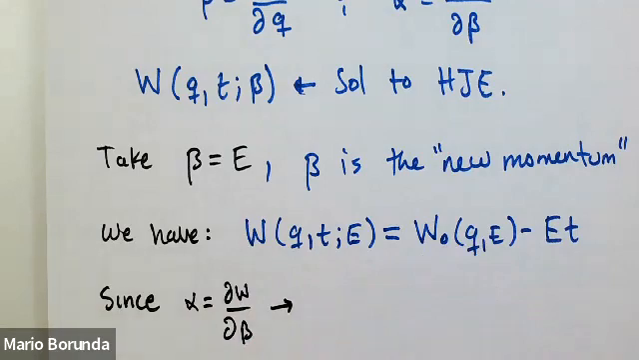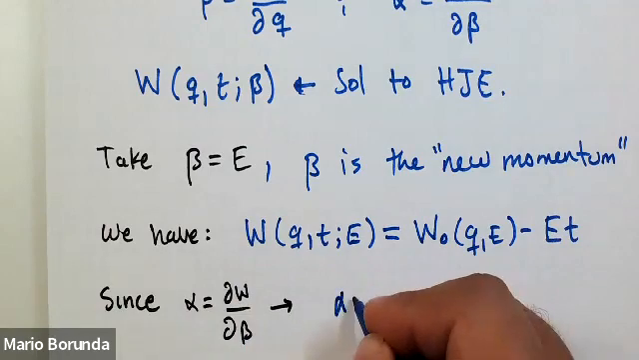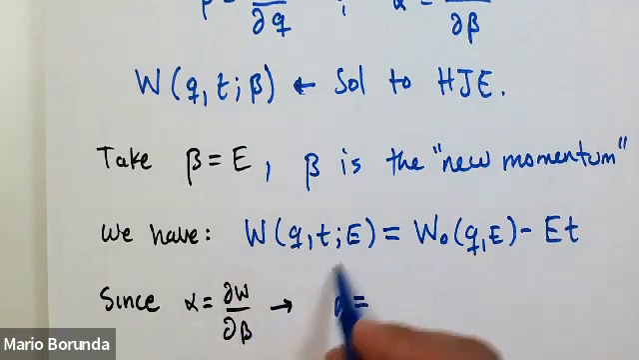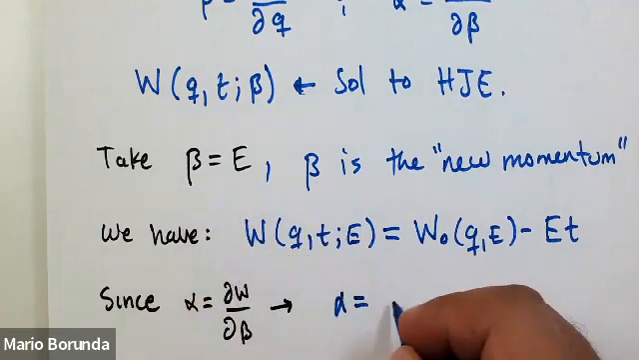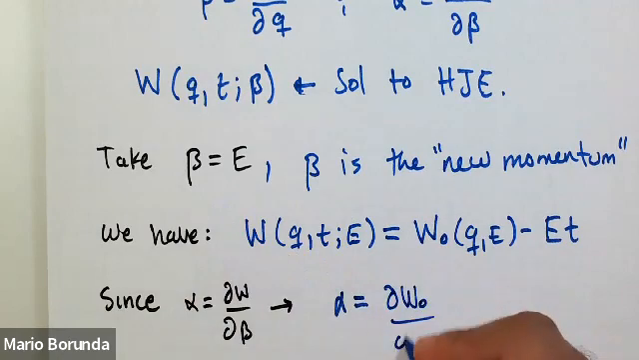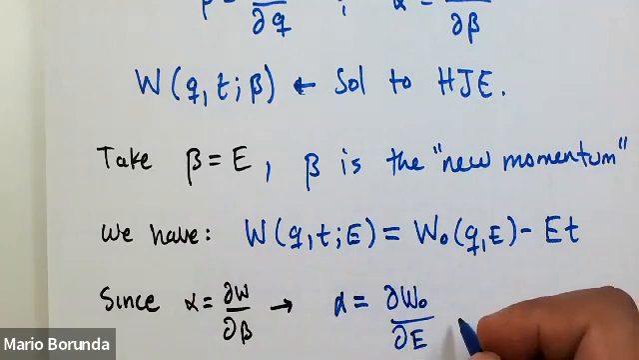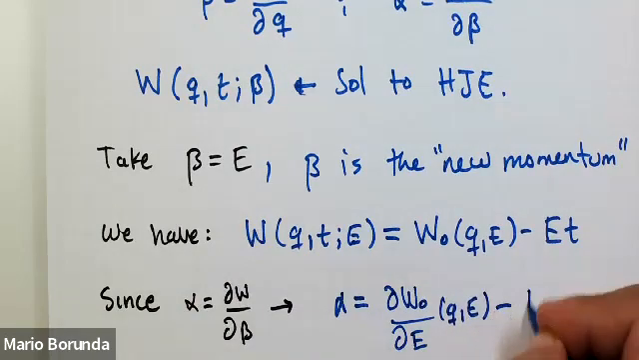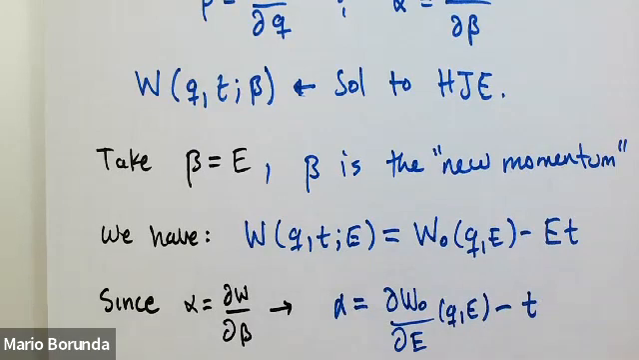So in this case, alpha is equal to, now we take the derivative with respect, not to beta, but to energy, right? Because beta is energy. And we have this guy that is a function of Q and E minus T. So I took the derivative of this whole thing with respect to the energy. This guy is here. And then the derivative of this is just T.